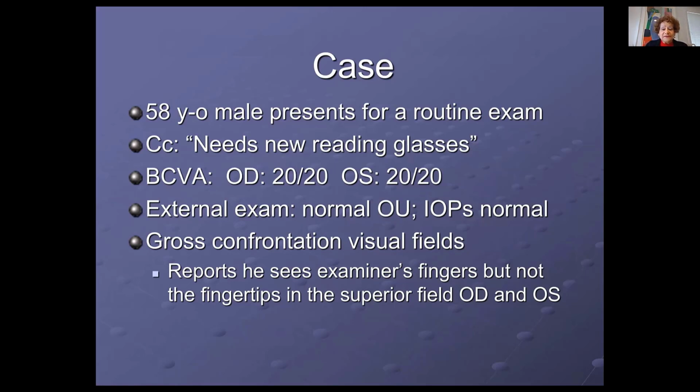Now he had the good fortune, or maybe the bad fortune, the way you want to look at it, to see me that day. And when I was doing gross confrontation visual fields with my fingers, this very observant patient noticed that when I was testing his superior field, he said, you know, I see your fingers, but I don't see your fingertips. What patient ever told you that they don't see your fingertips? In the superior field of both eyes, right away, I knew he had a dense field defect in both eyes, probably an arcuate type defect, and it was symmetric.